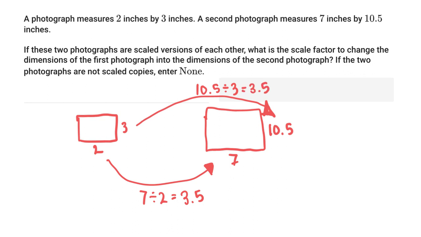So because my scale factor is the same for each one, we would say these are scaled copies of each other, or scaled versions. So we will say they are scaled copies, and we're going to put our scale factor in as 3.5, because it is 3.5 for both dimensions going from the small version to the big version.